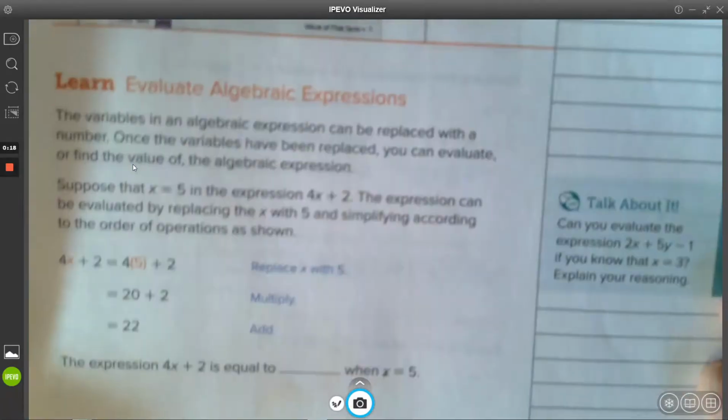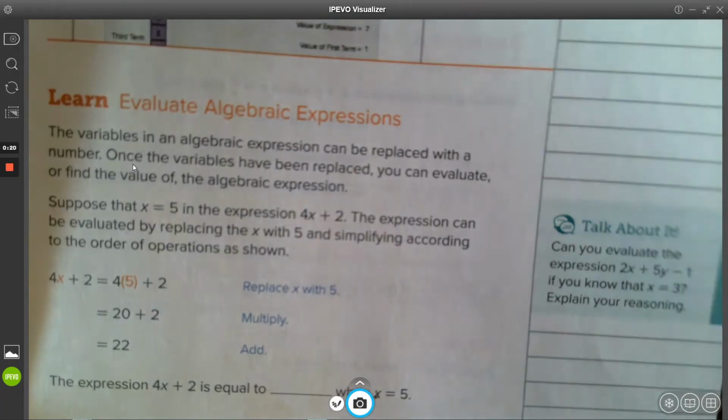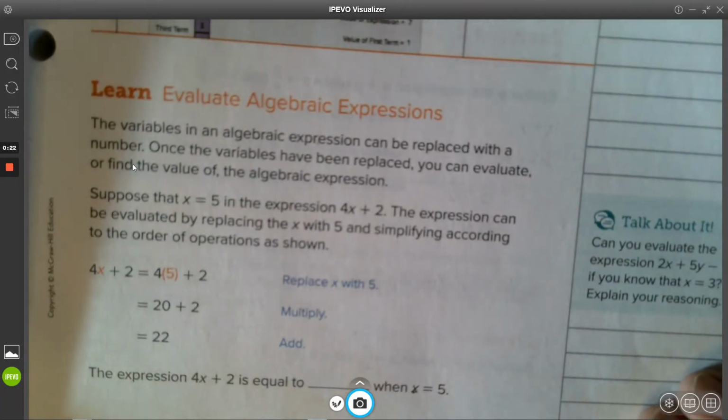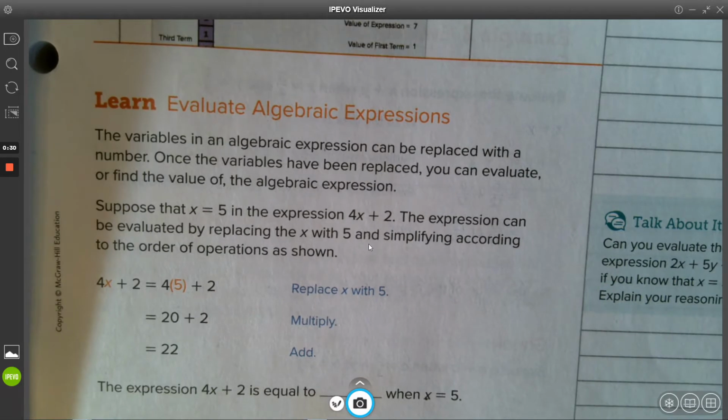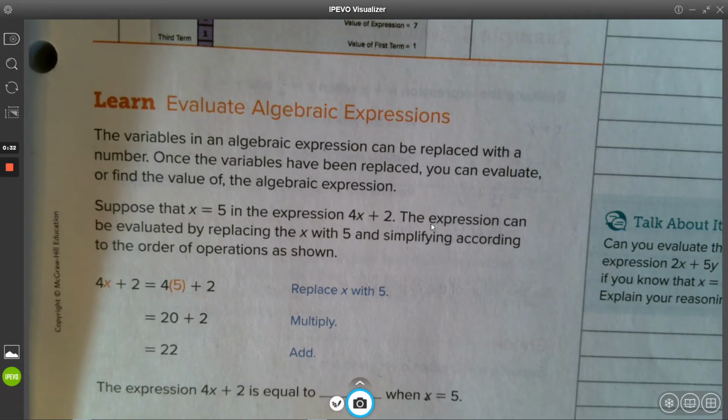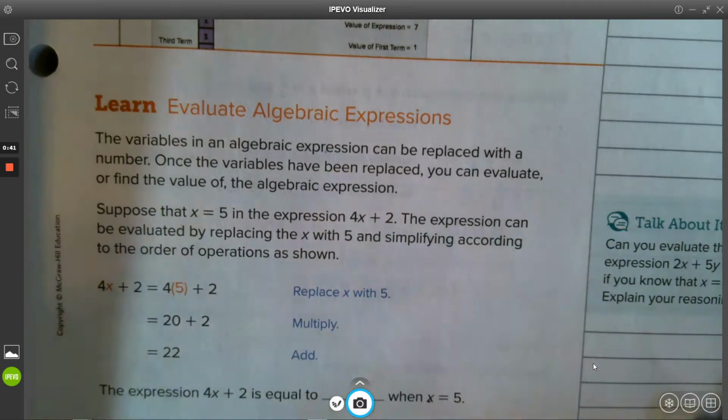So the variables in an algebraic expression can be replaced with a number. Once the variables have been replaced, we can then evaluate. Now remember, evaluate means to solve. So suppose that x equals 5 in the expression 4x plus 2. The expression can be evaluated by replacing the x with 5 and simplifying according to our order of operations.